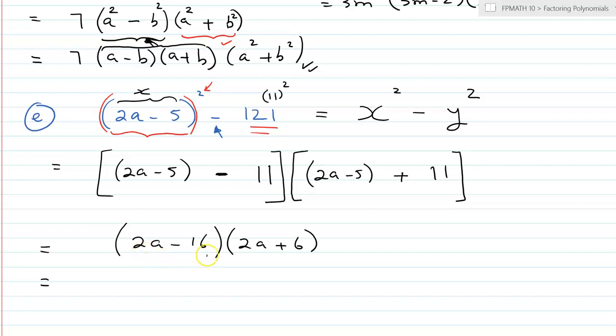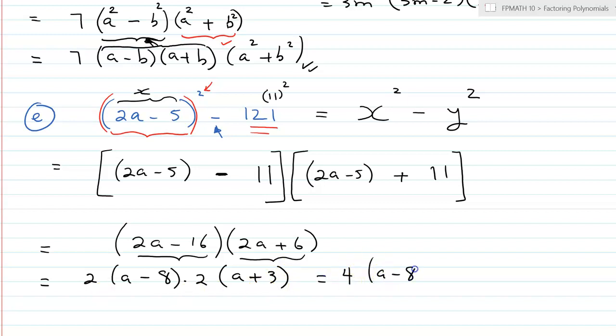Factor 2 out of the first bracket and 2 out of the second bracket. So we can do 2 out. We get a minus 8, close the bracket, times 2 out of the second bracket, a plus 3, close the bracket. And now the final answer will be 2 times 2 will be 4, and then put the brackets beside each other. That's what you will have. So this was a very involved question. Okay, so you go through it, make sure you rewind and pause, go through each of the steps and make sure that you get that.